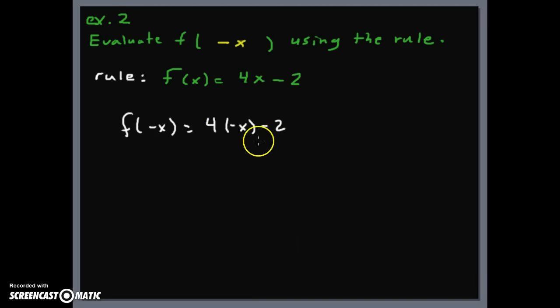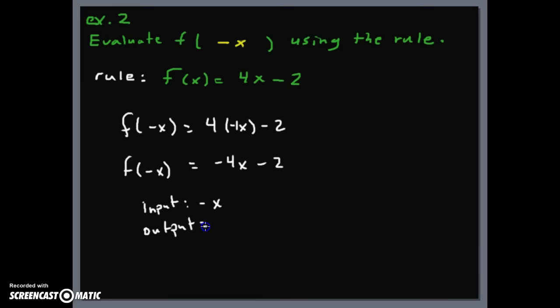So when we simplify this, we've got 4 times negative x minus 2, so multiplication before subtraction. 4 times negative x, that's just a negative 4x, because we've got a negative 1 here, so negative 1 times 4 is negative 4, times x is just negative 4x minus 2. Nothing that we can further simplify, so we know that f of negative x equals negative 4x minus 2, where the input is negative x, and the output for that input is negative 4x minus 2.